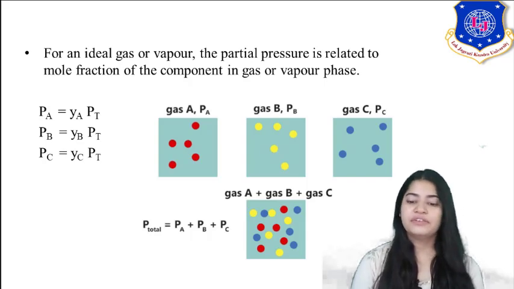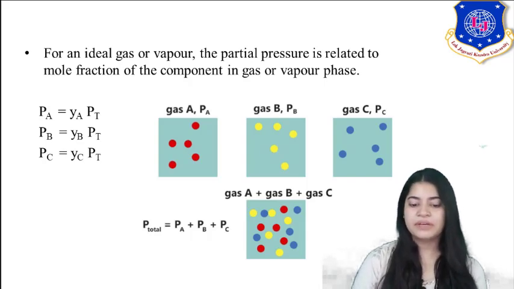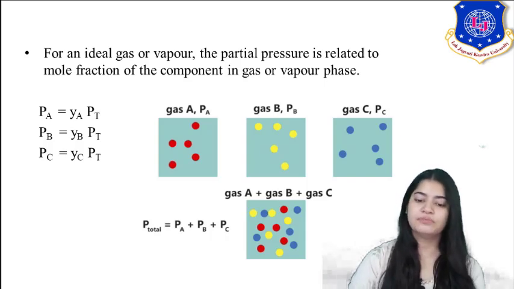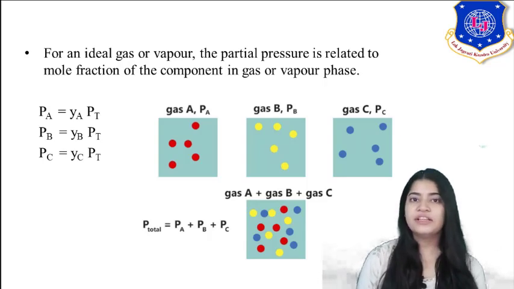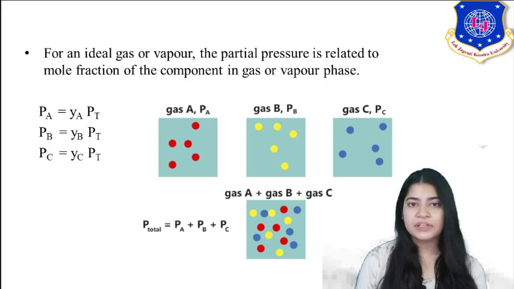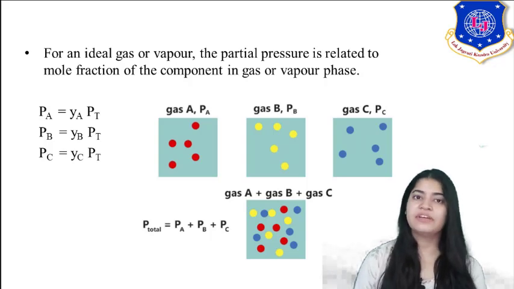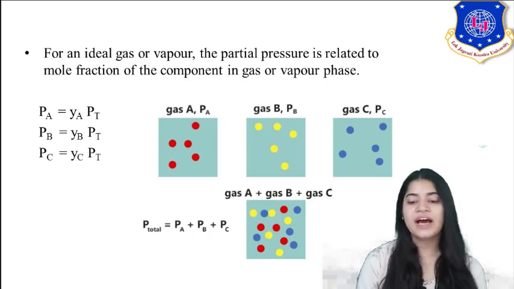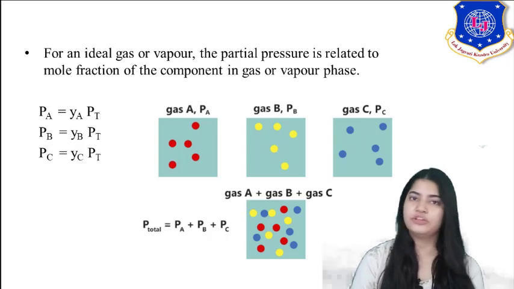Now in the fourth cylinder, when all three are in a mixture, the total pressure is equal to the partial pressures of all the gases. When they are mixed together, then we introduce the term partial pressure. When they were kept in separate cylinders, in the pure state, it was their individual pressure. But when they are in a mixture, the term partial pressure is introduced.